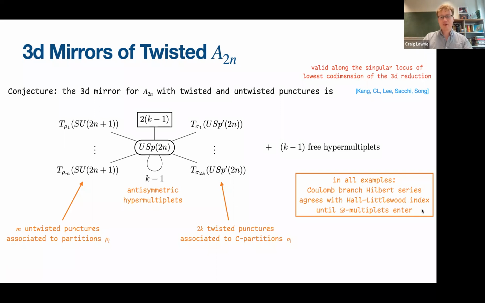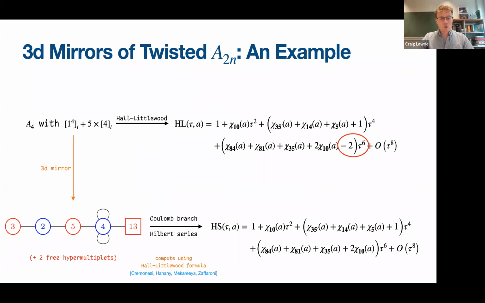Yeah, so let me elucidate this a bit with an example. So let's consider the A4 theory with 1 maximal twisted puncture and 5 twisted null punctures. Then you can compute the Hall-Littlewood index, and you find it is this thing here. You can also use the proposal for the 3D mirror. That gives you this thing here.